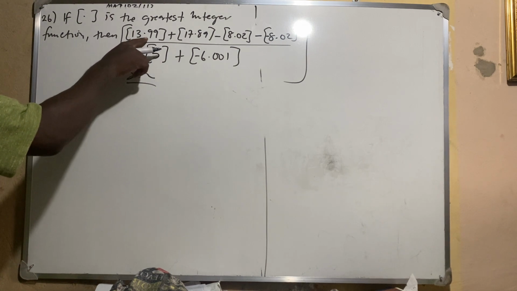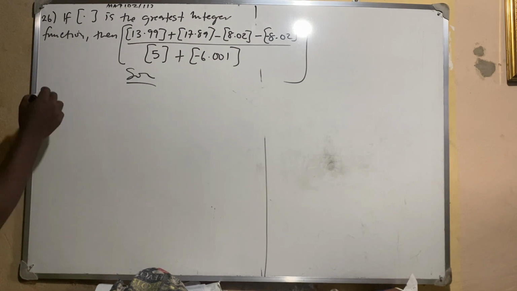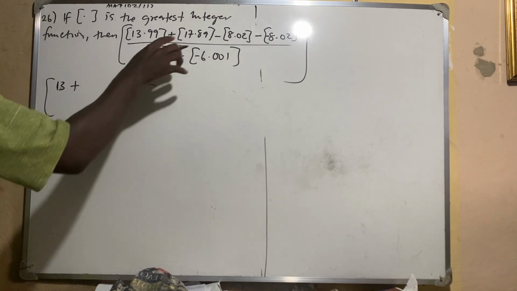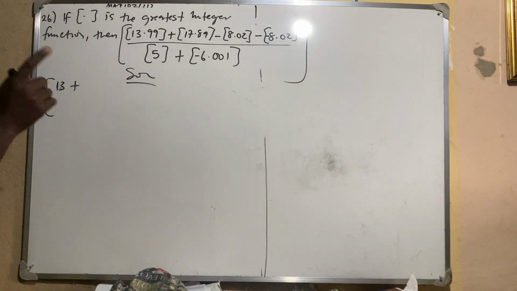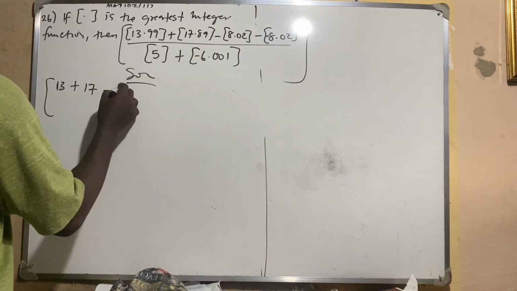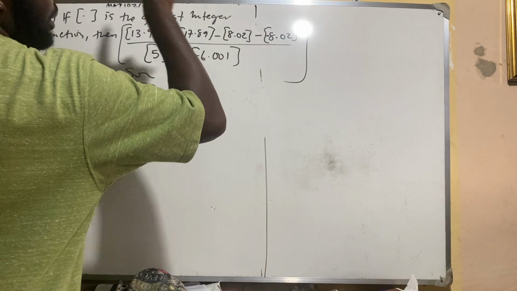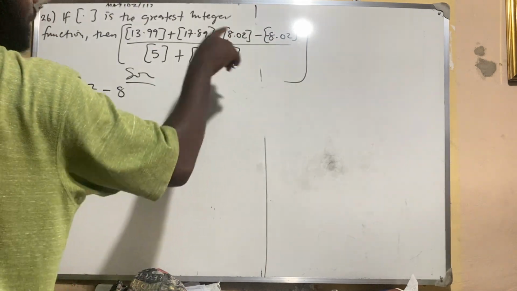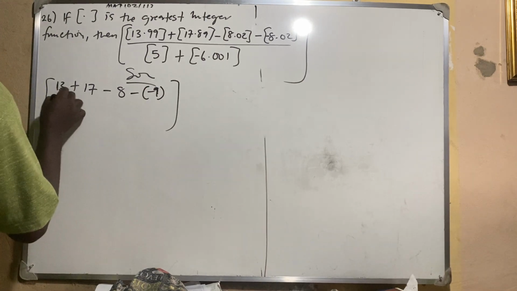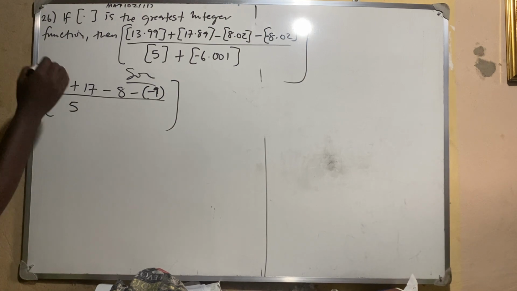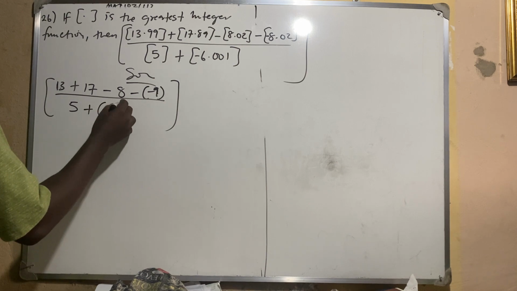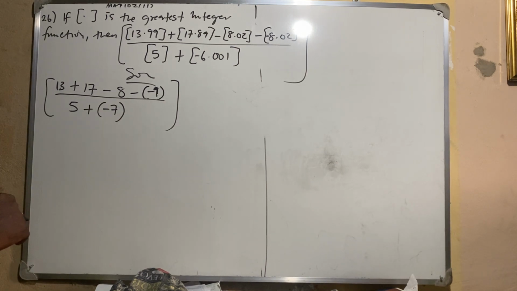If you approximate, 13.99 is in between 13 and 14, so we are taking the smaller one, 13. Plus 17.89 is in between 17 and 18, so we take 17. This is in between 8 and 9, so we are taking 8. This one is in between minus 9 and minus 8, so we take the smaller one, which is minus 9. Don't forget that minus 9 is smaller than minus 8. Here is already an integer, we take the 5. This one is in between minus 7 and minus 6, so we take minus 7.